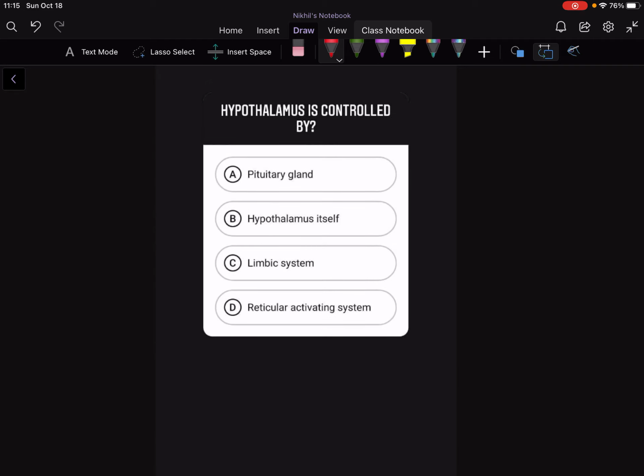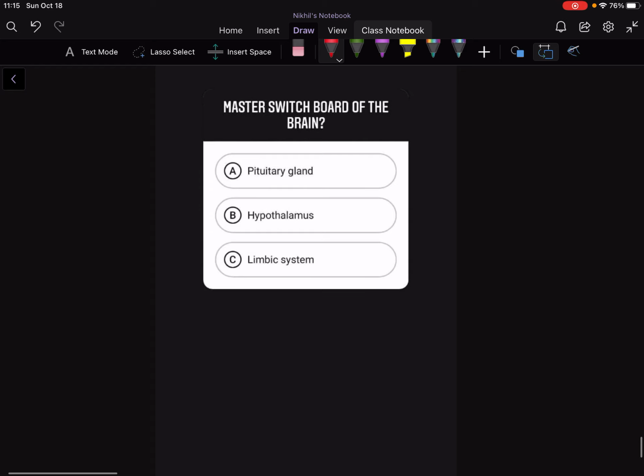Hypothalamus is controlled by the limbic system. The limbic system is followed by hypothalamus, followed by pituitary, followed by ovaries. Master switchboard: the master switchboard is the hypothalamus. It acts as a switch. It switches on the pituitary gland and switches off the pituitary gland, so it is called the switchboard of the brain.